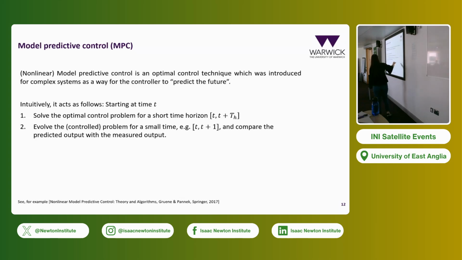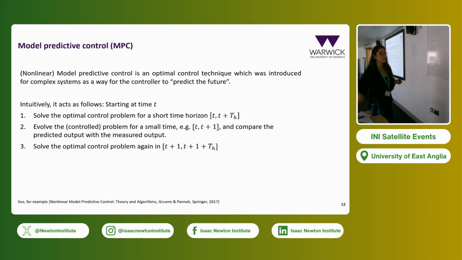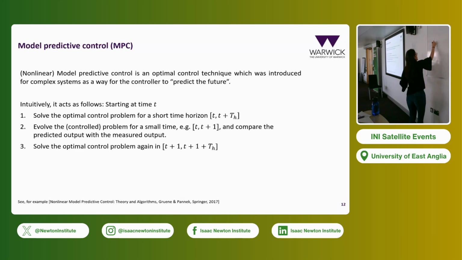And then what these models do is you compare the output of this control to the thing you predicted when you first solved the optimal control problem. And then you solve it again. So you start again at t plus 1, and you solve it again for the same interval. So you start with a very big time interval. Say you want to solve it from here to here. Then you solve it from here to here, let's call it t plus TH. And then you stop here, you see what your model is doing, and then you start again. And you do it again and again, until you cover the whole interval.